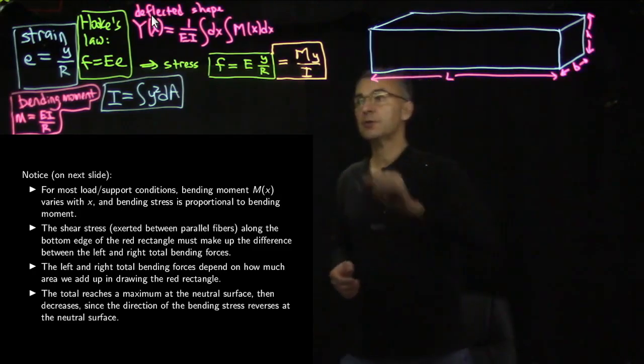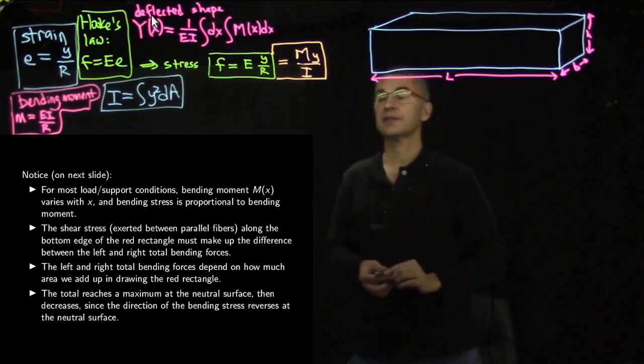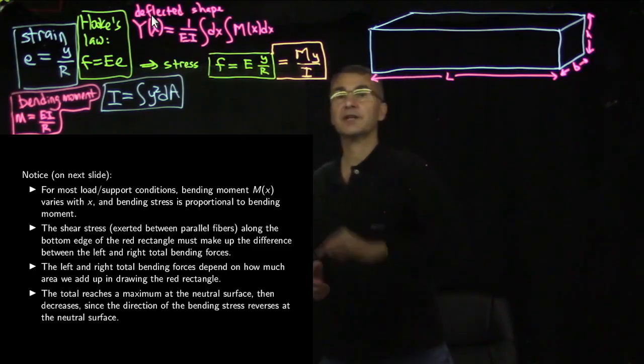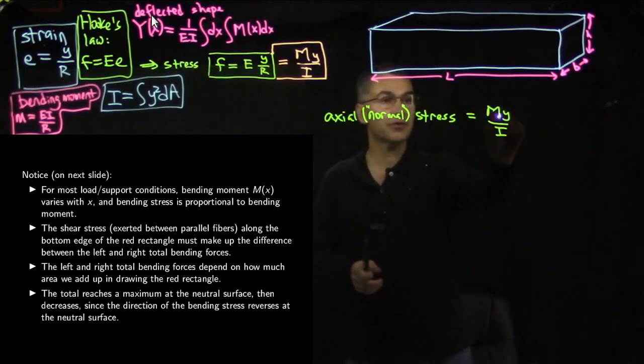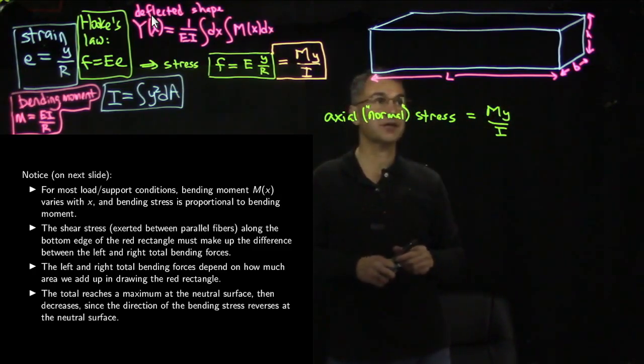So earlier we worked out this really useful result that the axial stress equals My over I. So remember, stress is force per unit area. So this M was the bending moment. So that's this M diagram we often draw.